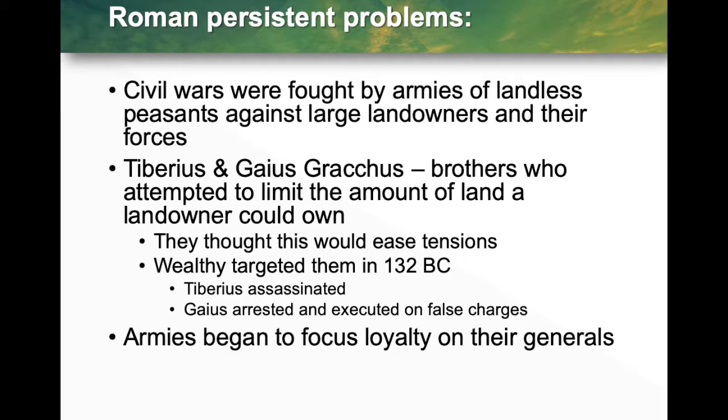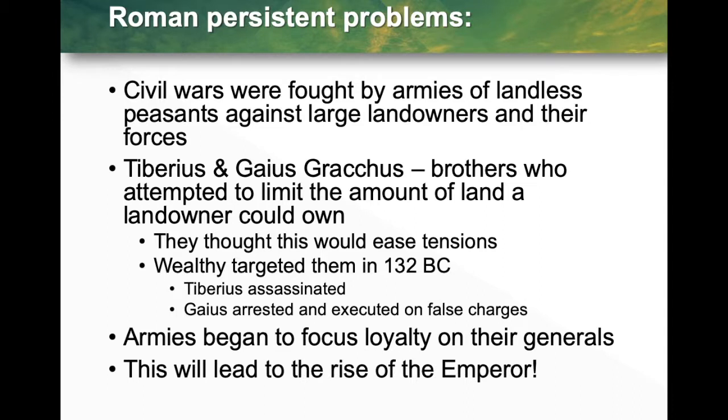Armies began to focus loyalty on their generals. So as these armies were gathered and skirmishes fought, these armies began to become very loyal to their generals, and their generals became very powerful, and maybe smaller armies would join up with a larger army and with a more popular or powerful general in charge. And basically this is going to lead to the rise of the emperor.